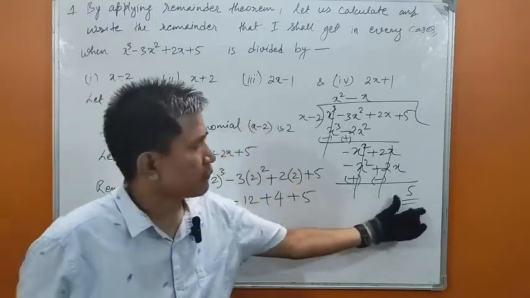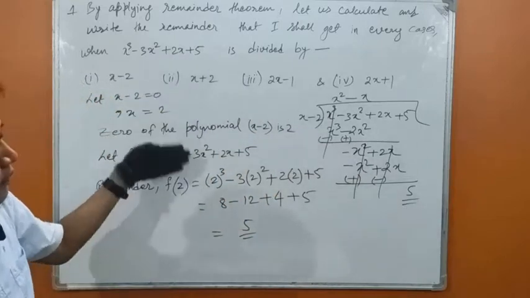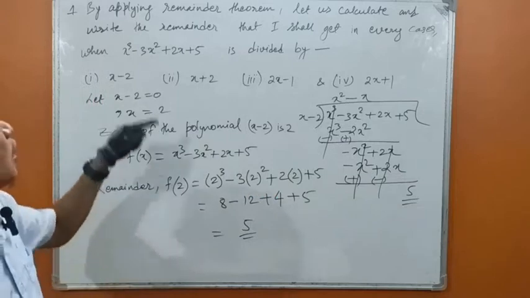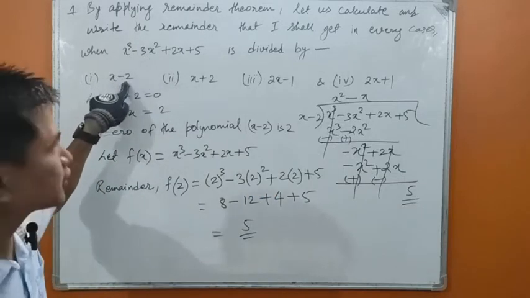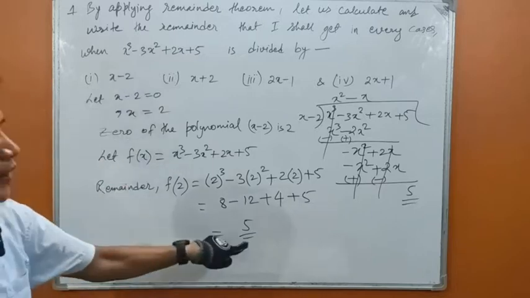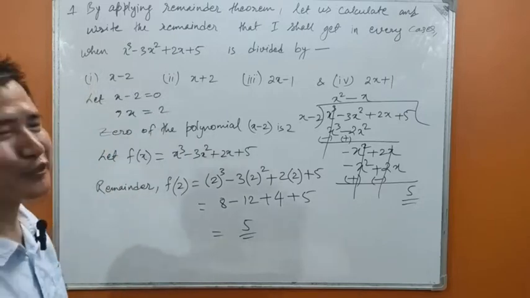Here also we got the remainder 5, but we are asked to find the remainder by applying the remainder theorem. When this expression is divided by x minus 2, the remainder will be 5. Got my point? Okay, let's go for question number 2.